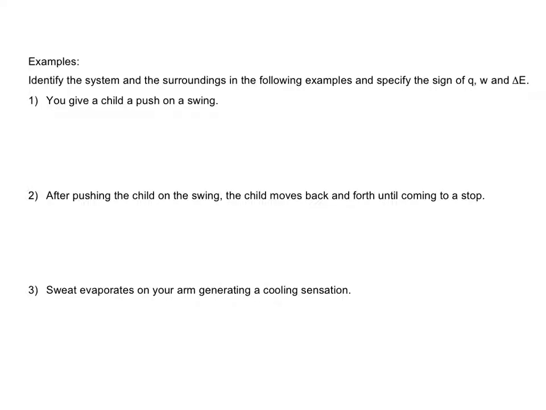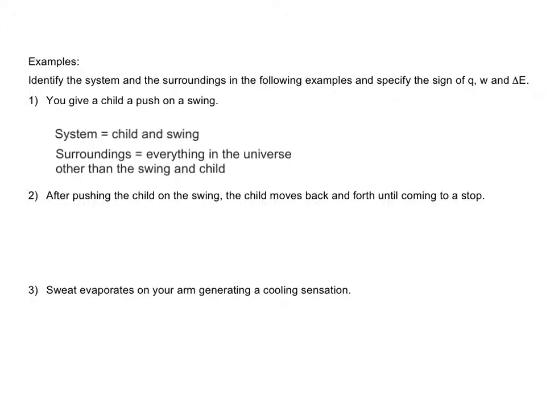Now I'm going to go through just a couple of examples that use the system and surroundings terminology that we just discussed. So the first one is you give a child a push on a swing. In this case, the system, what we're interested in studying, would be the child on the swing. So both the child and the swing would be part of the system. And that means that the surroundings would be everything else in the universe. So you, the air around, all of that would be the surroundings. So in this case, primarily we, which is part of the surroundings, are doing work on the system, which is the child in the swing.